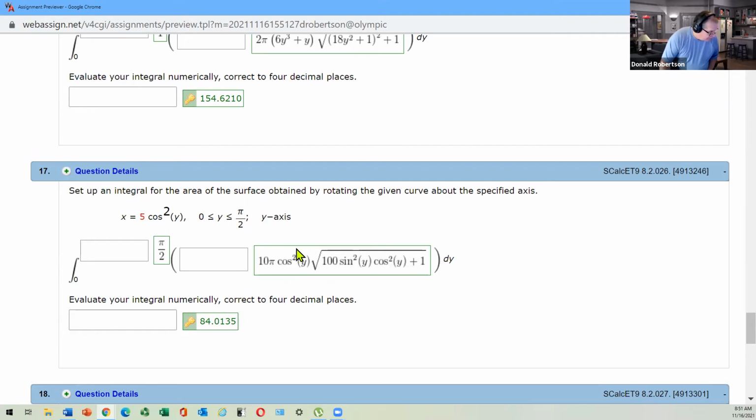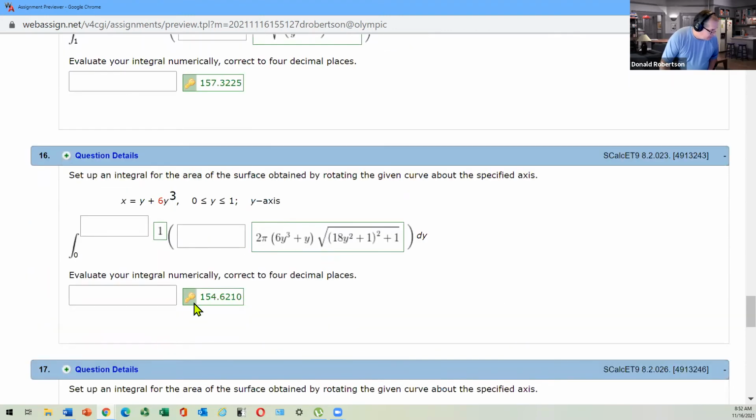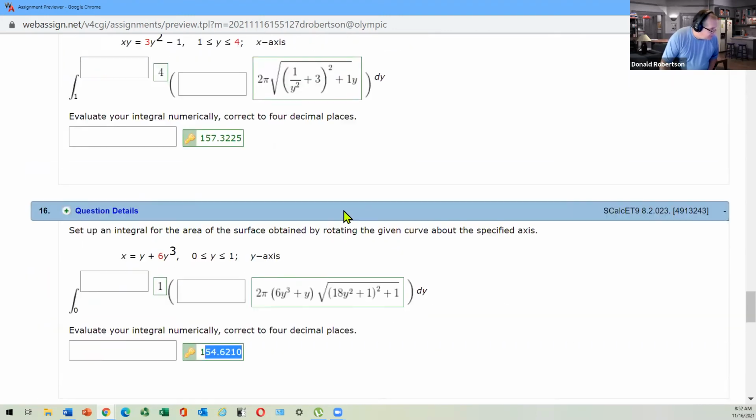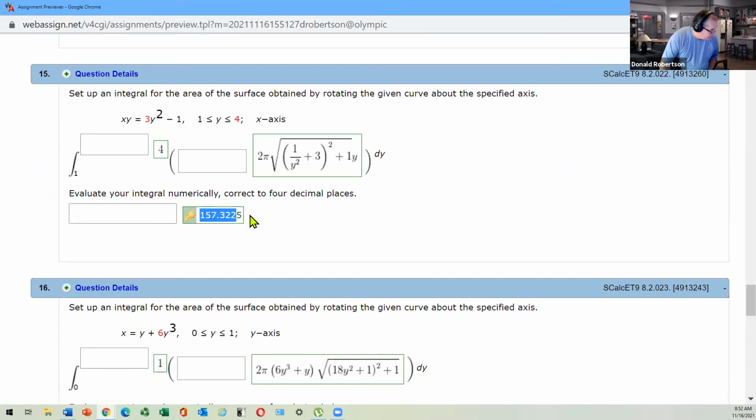You just plug that into your calculator and you get that horrible decimal. And this one, you plug it into your calculator and you get that one. And then this one, you plug into your calculator and get that one. And we are going to have to call this a day.